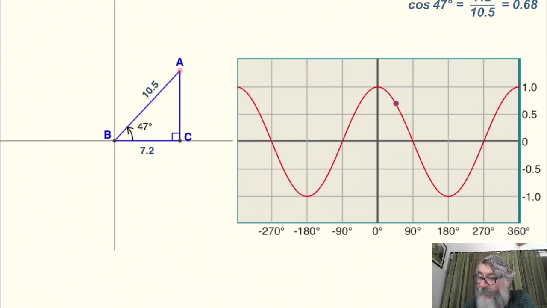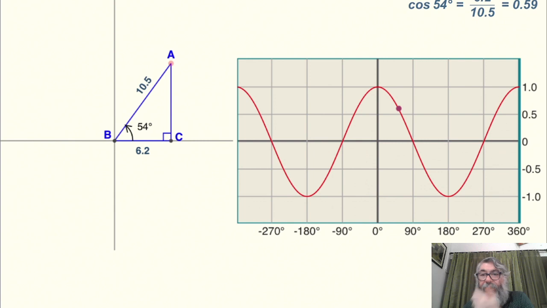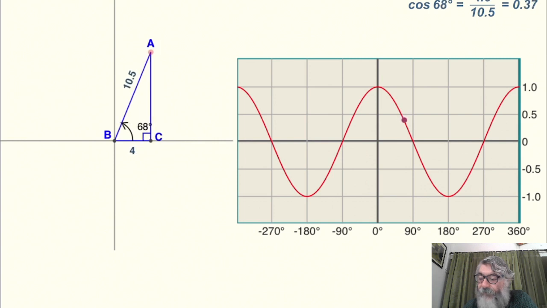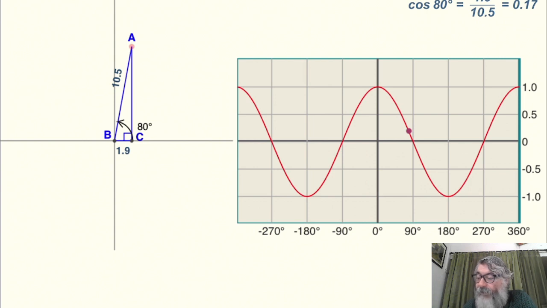You can notice if I increase it further, it becomes 0.59, 6.2 divided by the same value. Now if I increase it further, then it becomes 5.1. The numerator becomes small, the denominator remains the same. That means the value is decreasing again, and further, when we go down, the value of cos theta is going down. You see 1.9 upon 10.5 is 0.17, and you can see the movement of the red dot.